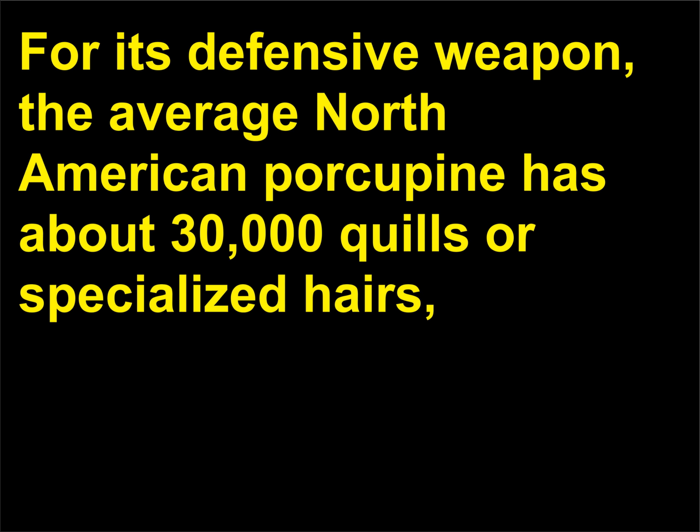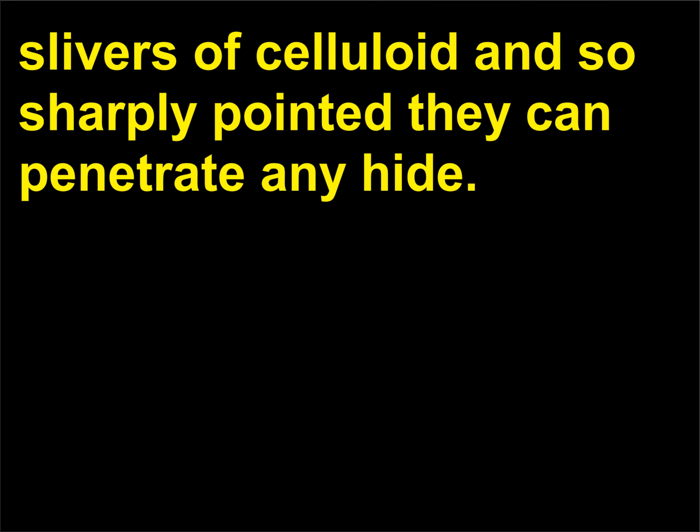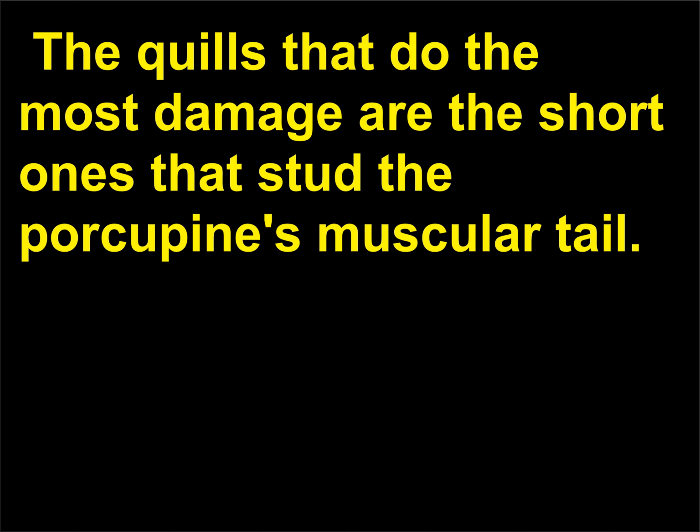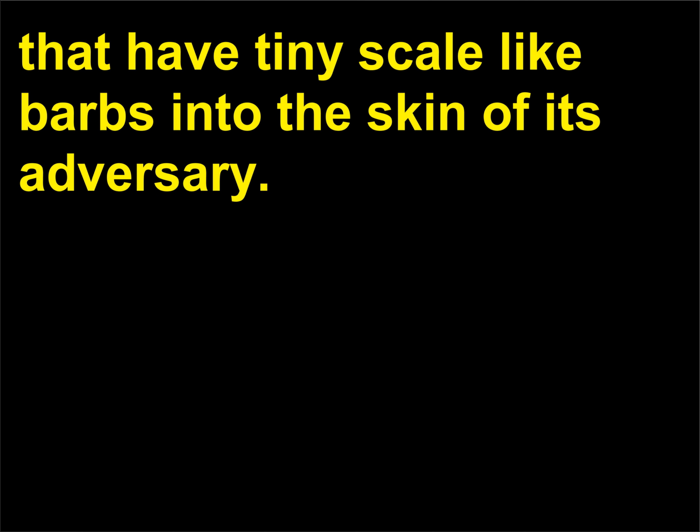For its defensive weapon, the average North American porcupine has about 30,000 quills or specialized hairs, comparable in hardness and flexibility to slivers of celluloid and so sharply pointed they can penetrate any hide. The quills that do the most damage are the short ones that stud the porcupine's muscular tail. With a few lashes, the porcupine can send a rain of quills that have tiny scale-like barbs into the skin of its adversary.